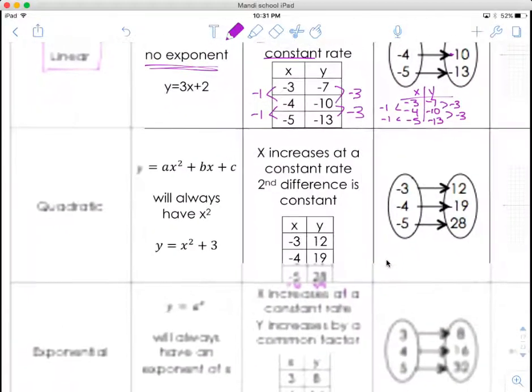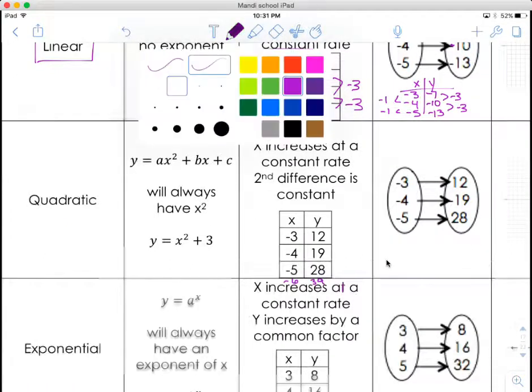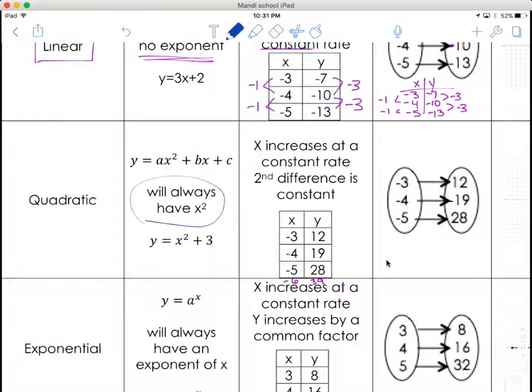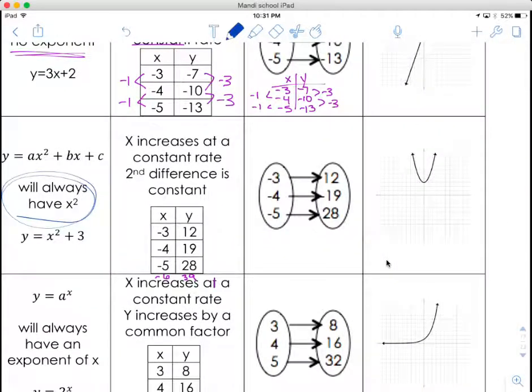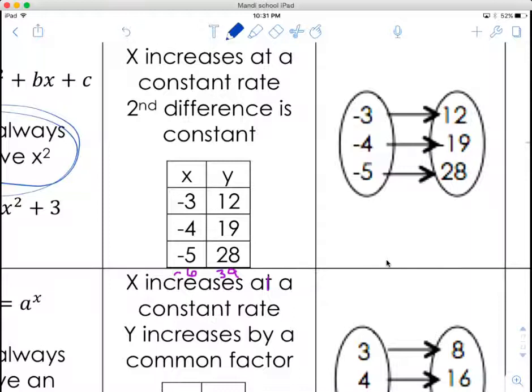Okay, so let's look at quadratic. By the way, we know how to identify quadratic. The equation has an x squared. We know how to identify the graph of quadratics because it makes the parabola shape. So let's look at the table. Now I do want you to add two numbers at the bottom. So go ahead and put -6 and 39 at the bottom of your table. X increases at a constant rate. So let's check. That's decreasing by 1, decreasing by 1.